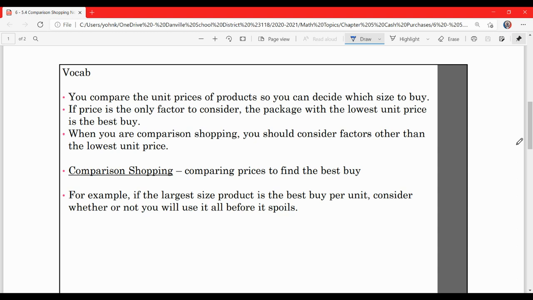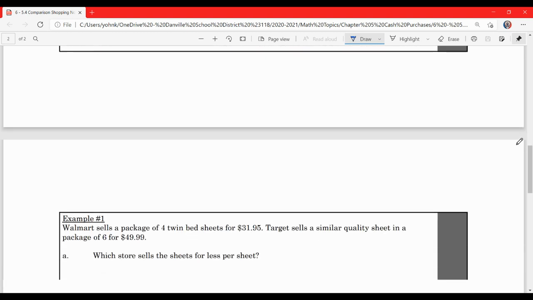For example, if the largest size product is the best buy per unit, consider whether or not you will use it all before it spoils. An example of this might be if you're at the grocery store and you're buying oranges. You can buy oranges by themselves, or you can buy a bag of oranges. Maybe the bag of oranges is the better buy, but will you eat them all before they go bad? So there are definitely some things to consider if you are watching your money. If money is no object to you, then just buy whatever you want and go to the checkout. But if you're wanting to save your money and compare your prices to get the most bang for your buck, that's what comparison shopping is.